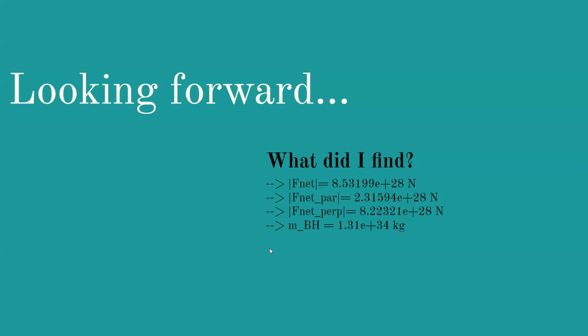So looking forward, when I applied all these key concepts, I was able to find the total net force to be 8.53 times 10 to the 28th, with the parallel component being 2.3 times 10 to the 28th, and the perpendicular being 8.2 times 10 to the 28th, all in newtons. The mass of the black hole was 1.31 times 10 to the 34 kilograms, which was found at the end of part 1.